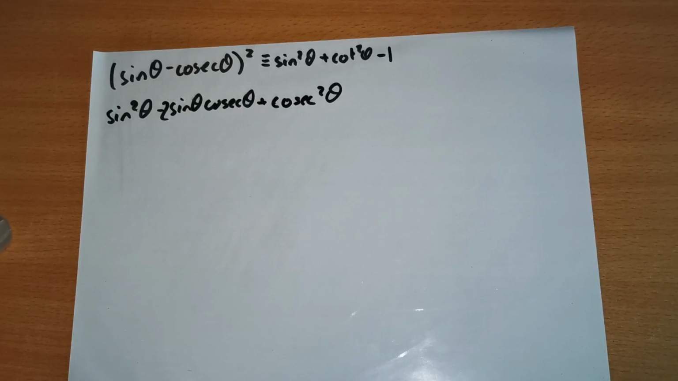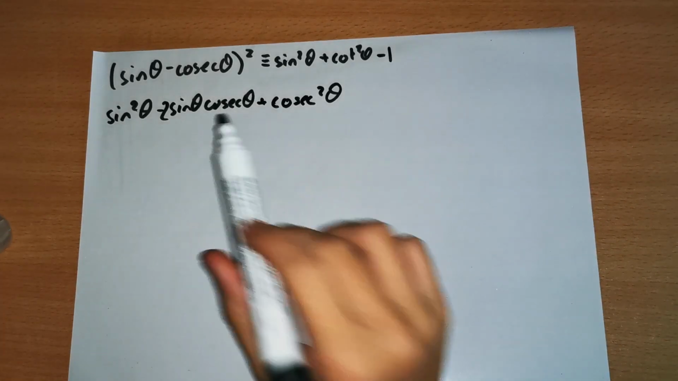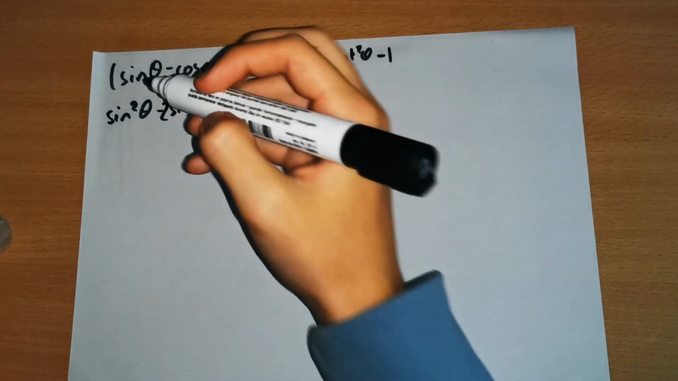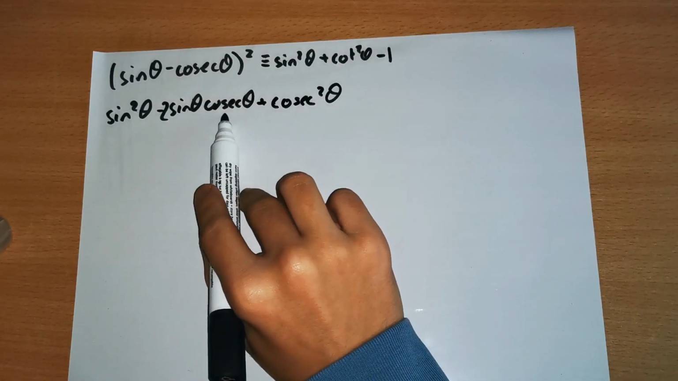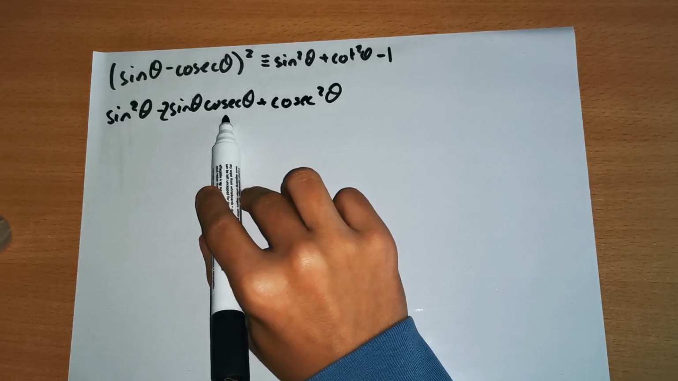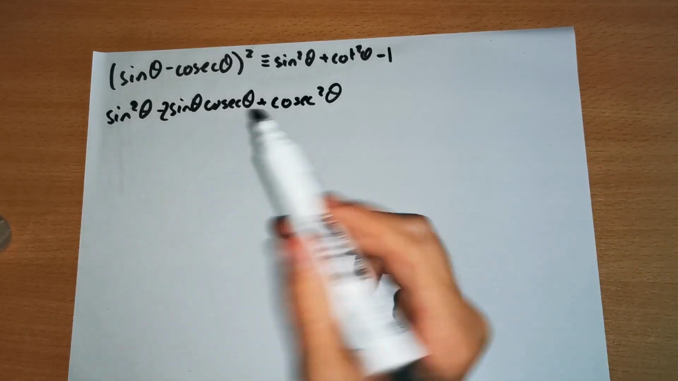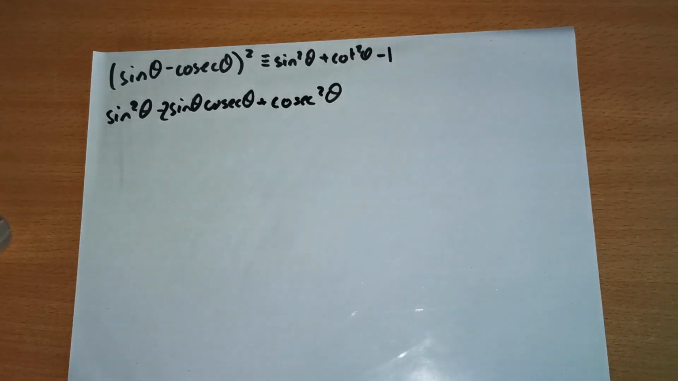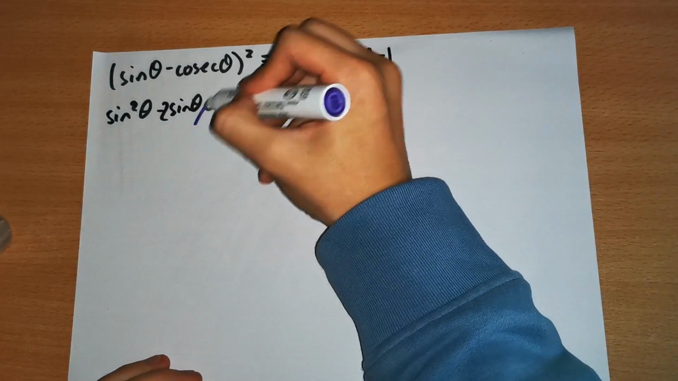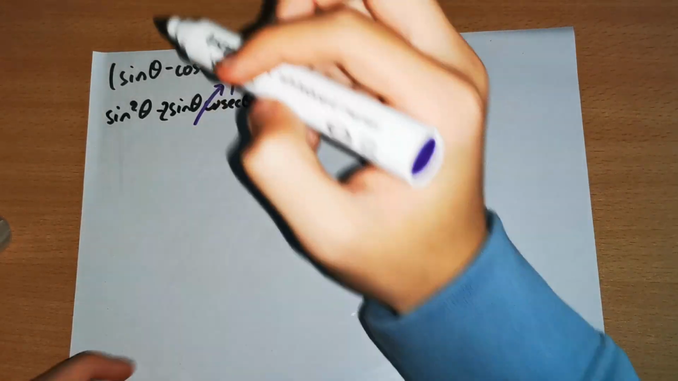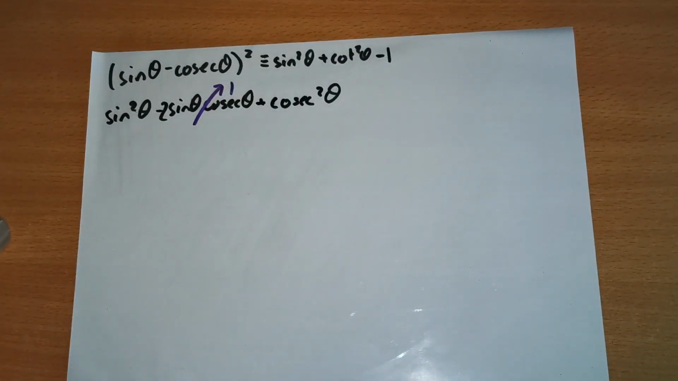Well, you could imagine, what is sine theta cosec theta? So cosec theta is the same as 1 over sine theta. So sine theta multiplied by 1 over sine theta is sine theta over sine theta, that's going to go to 1. It's literally sine over sine. It's going to go to 1, but remember there's 2 there, so it's actually 2.